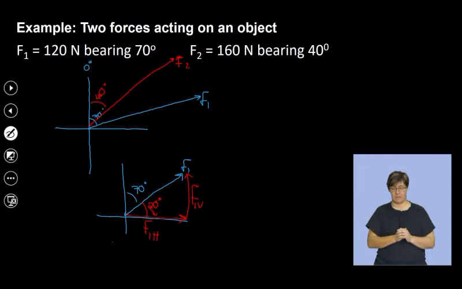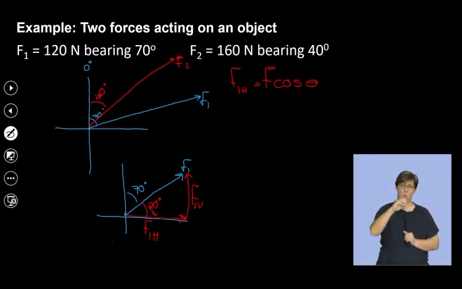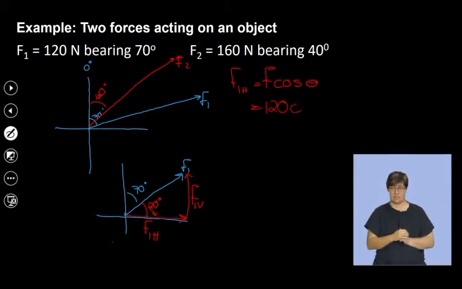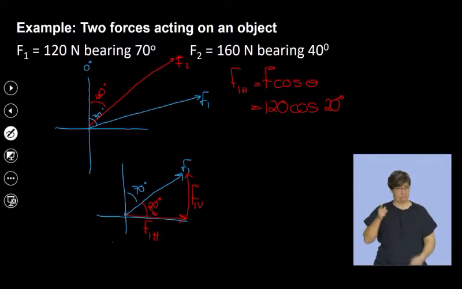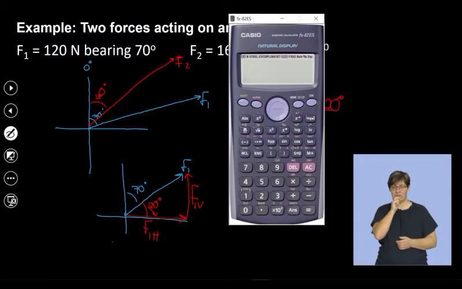Horizontal is adjacent. That means I'm going to use cos. So, cos, I'm going to go straight here. So my horizontal is F cos theta, okay? If you want to go cos theta is horizontal over F, that's fine. Doesn't matter. We need to work it out. F1 was 120. So that's 120. We're using 20 degrees. Now, my maths is good, but I can't do this in my head. So we're going to use the calculator.